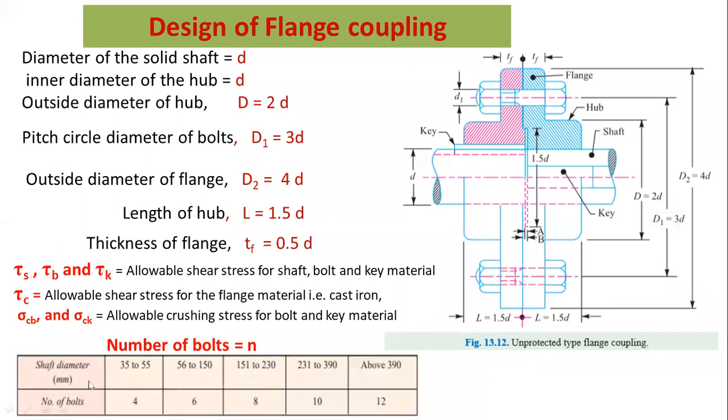This is the standard table. From this table, you have to choose the number of bolts required. The number of bolts depends upon the diameter of the solid shaft.